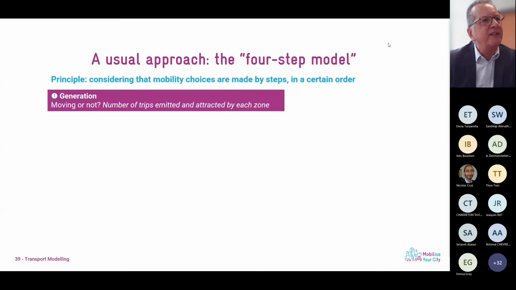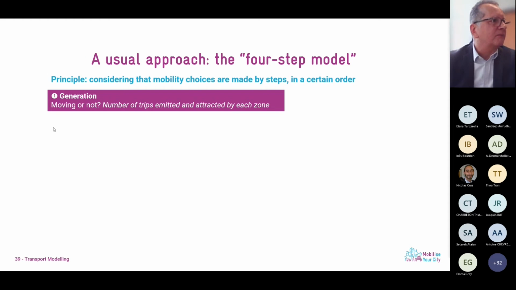So the idea is that when you make your choices of mobility, the first question you ask yourself is, will I go out of my home or not? Will I move or not? It is what we call the generation step. And it's the way to evaluate the number of trips emitted or attracted by each zone. It can be maybe just to multiply the number of inhabitants by an average number of trips per day per person, for example.